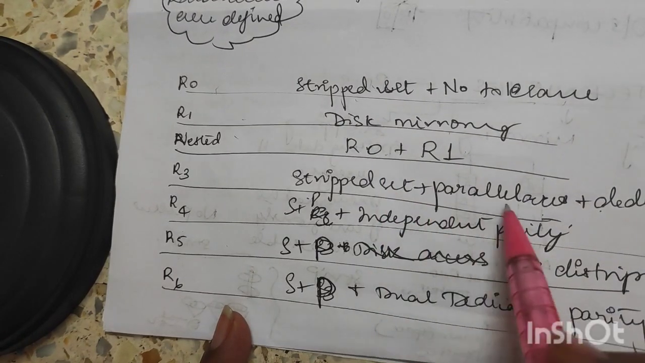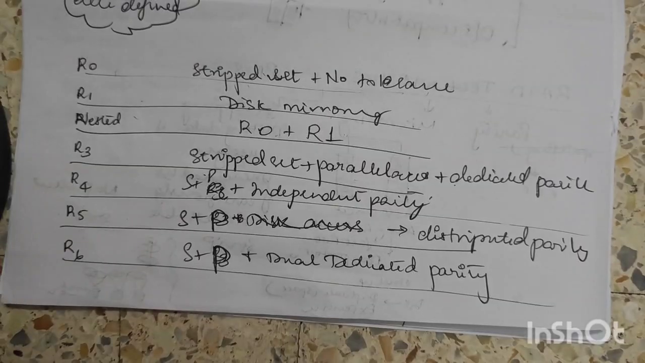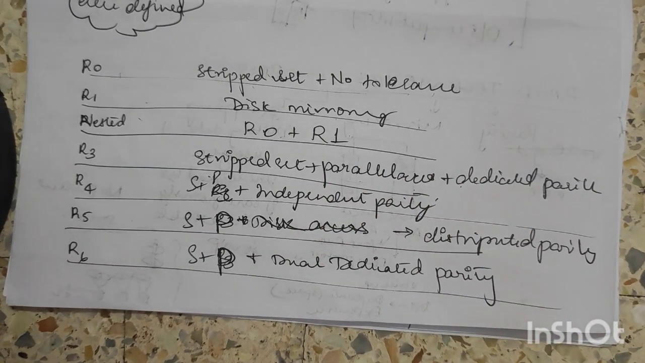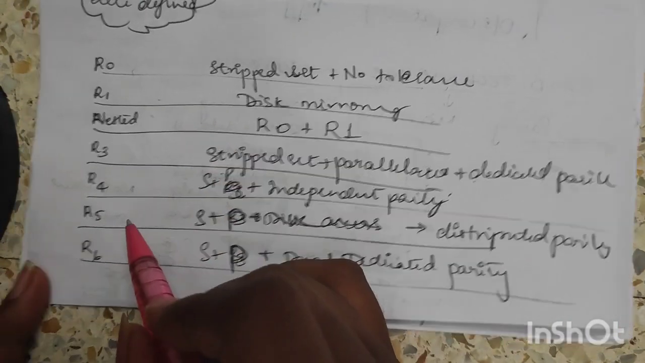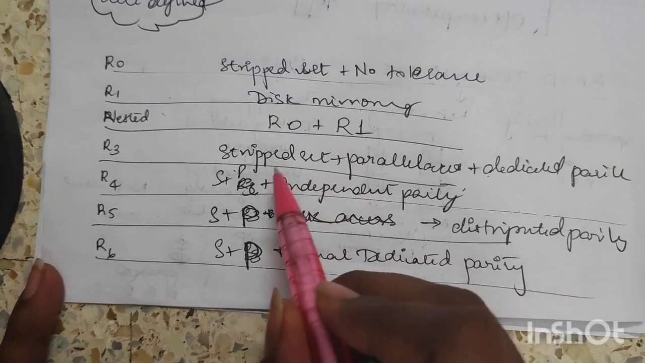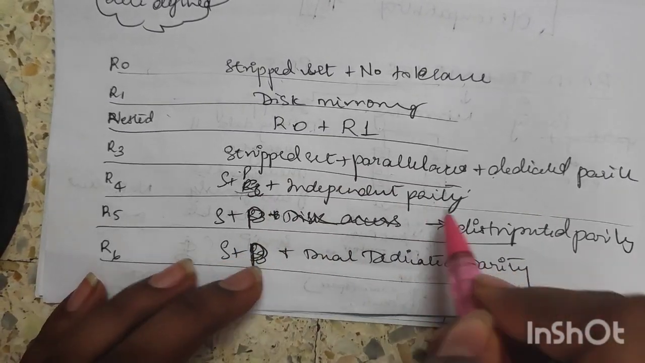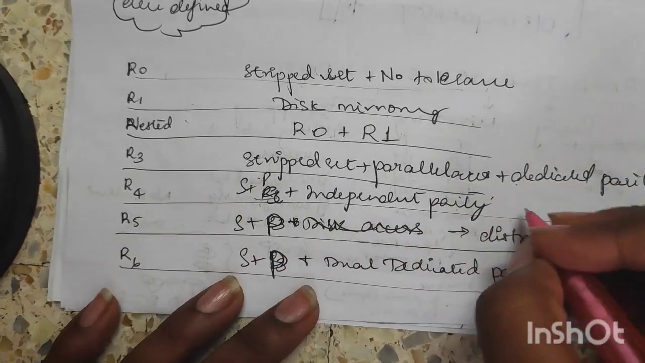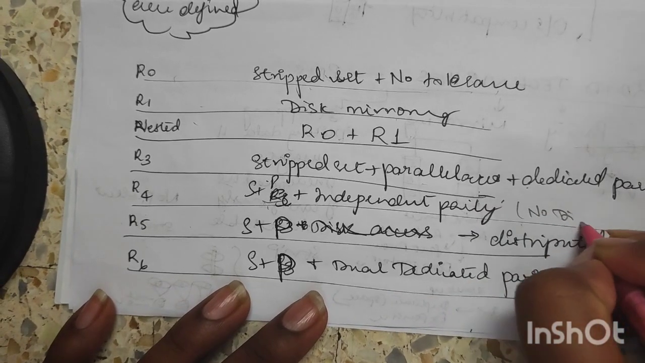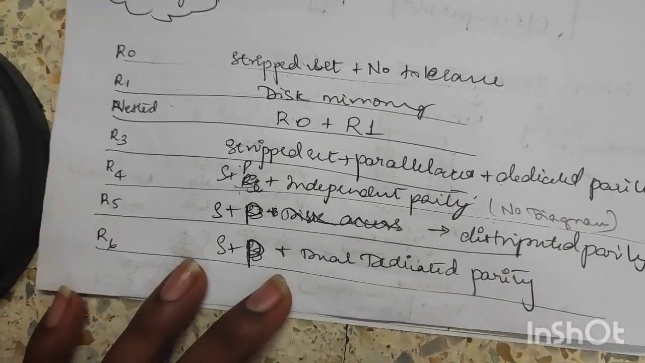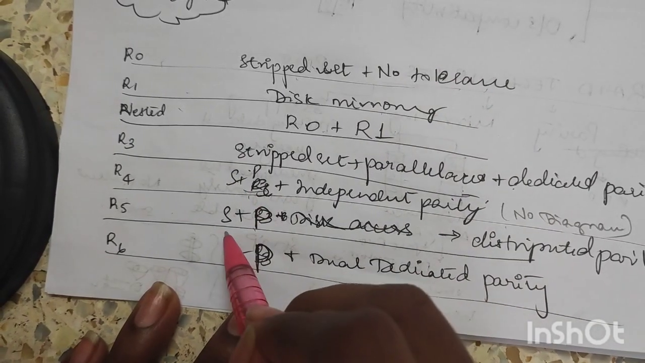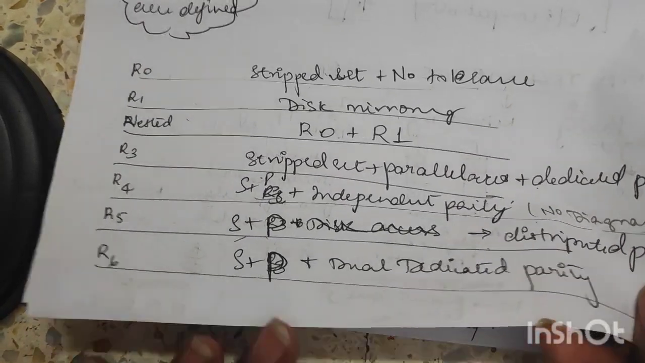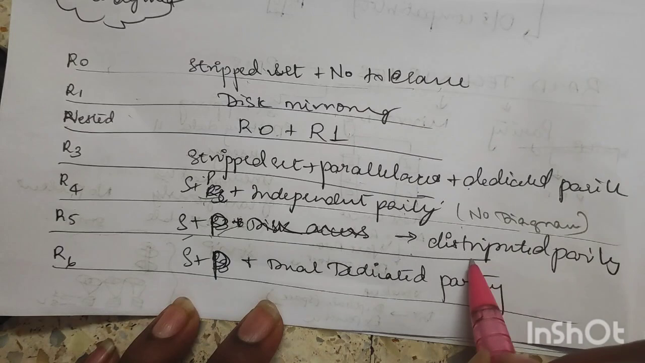In R3, the striped set is written across in a parallel format, and it has a dedicated parity bit. And then in R4, you have striped data written in parallel, but it has an independent parity. For this, you don't actually have a diagram. And then in R5, you have striped data, parallelly written, and then distributed parity.